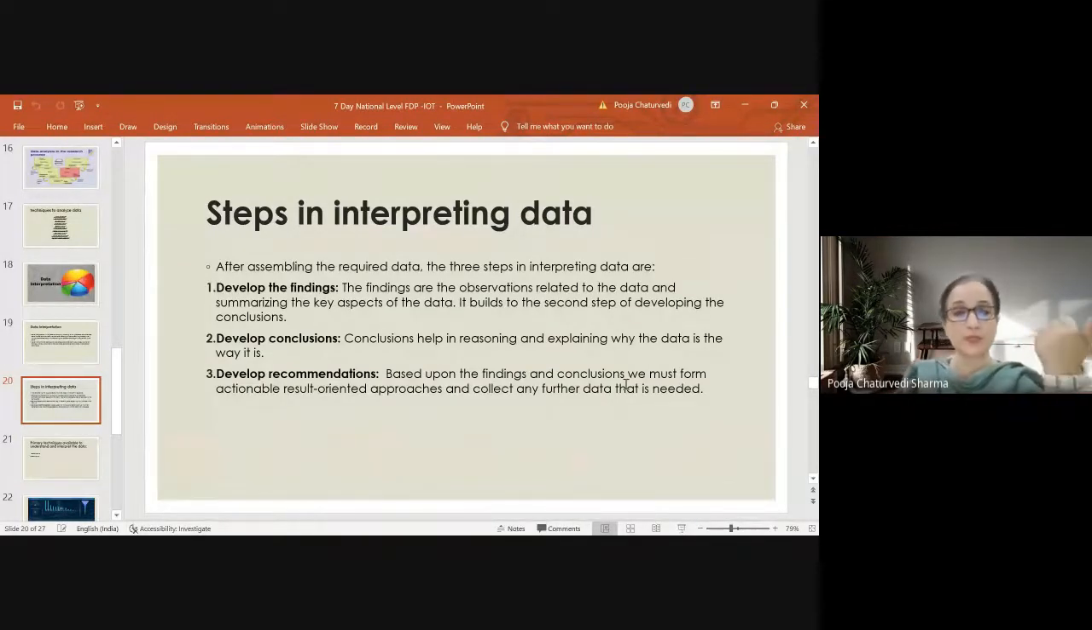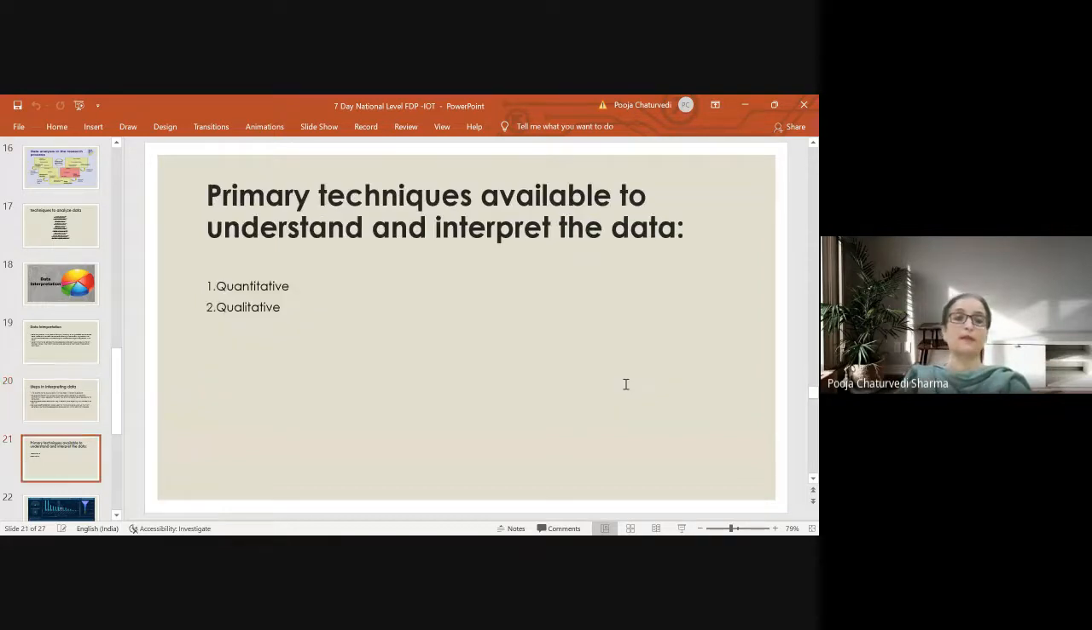The steps are basically: develop the findings, of course, develop your conclusions, and develop your recommendations. How will these three be done once you have the correct data analysis with you? On the basis of those analyses, find out your findings. See, all these three things are part of your interpretation actually. Out of the analyzed data, first develop your findings. Out of those findings, give a conclusion, and on the basis of that conclusion, give some further recommendations for future results, or some result-oriented approaches that can be used. So findings, conclusions, and recommendations.